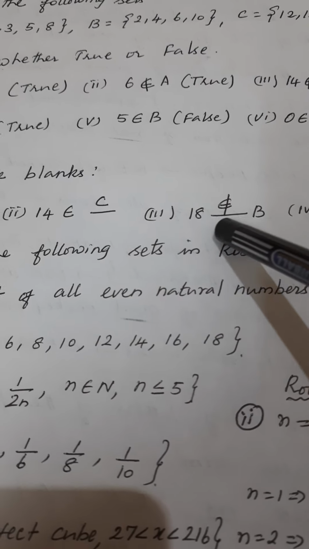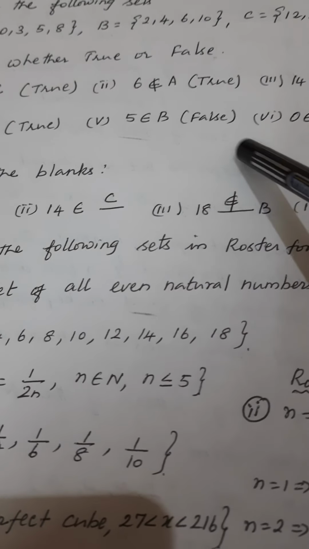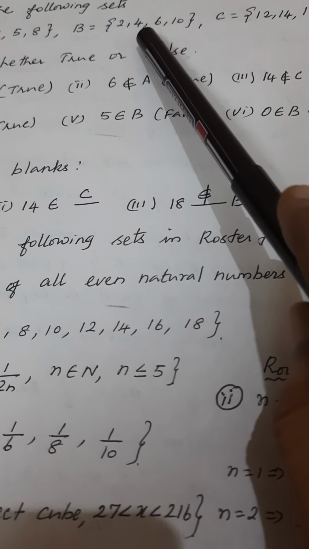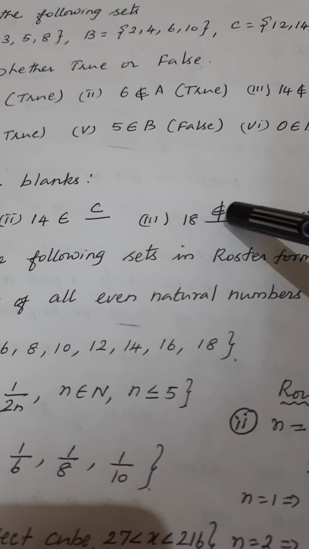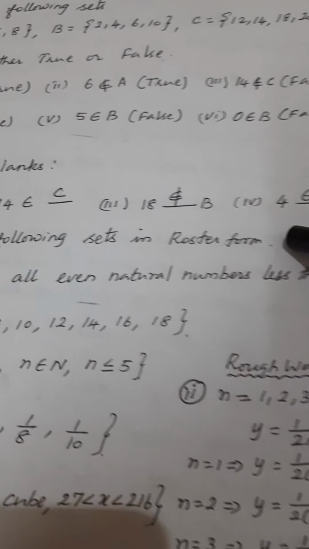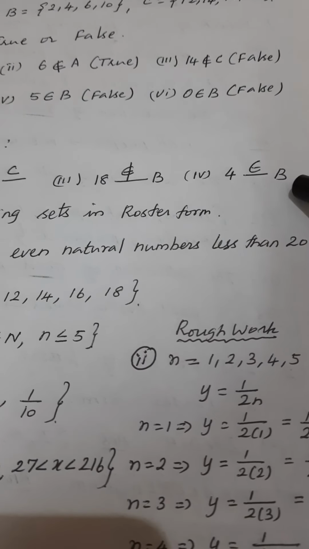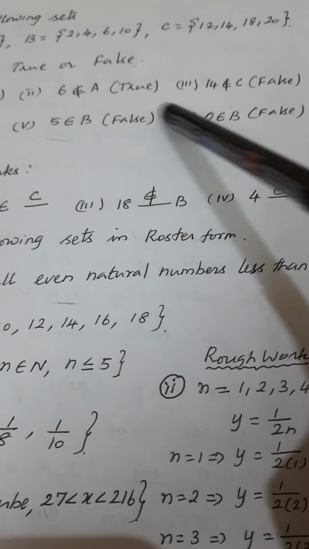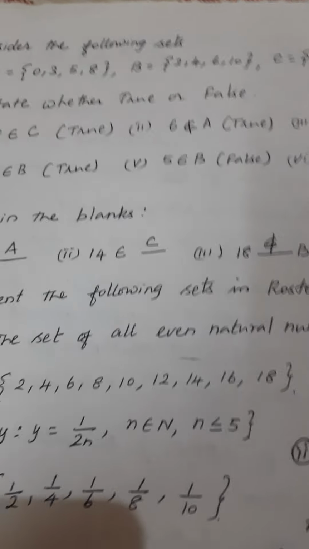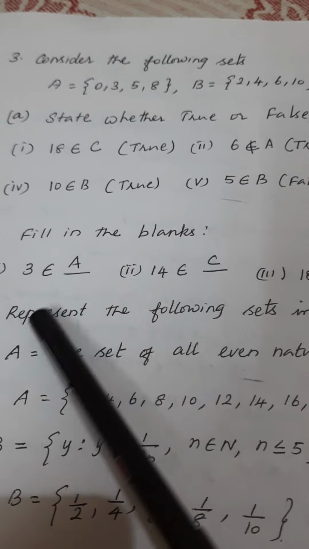18 dash B. Whether 18 is in B? No. No means is not an element. So you have to put the element sign and put a cut. 4 dash B. Check whether 4 is in set B. Yes. So element B.